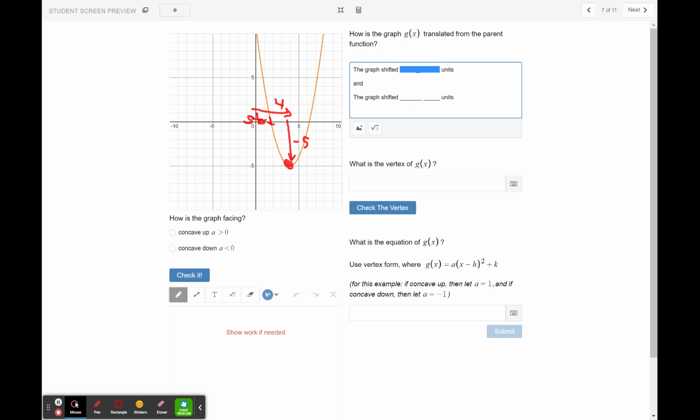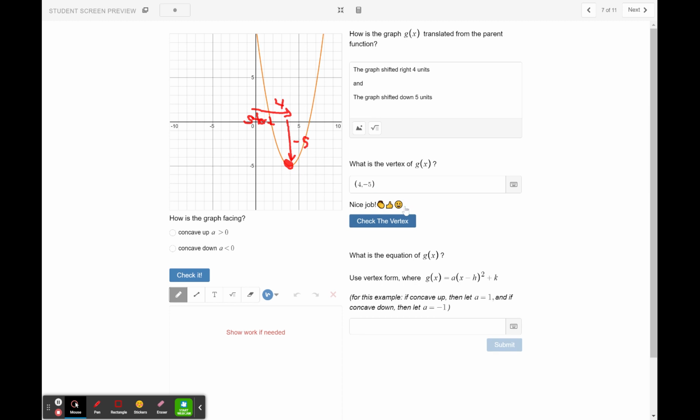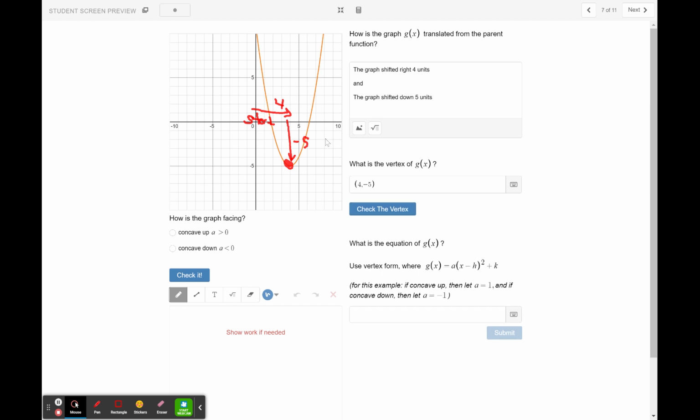So it moved right 4. And remember, I'm not putting positive or negative because the words right mean positive, down means negative. So I'm going to check it. Positive 4, negative 5. All right, we're good. Now notice that the graph is pointing upwards. It's like a smile, so that would be concave up.